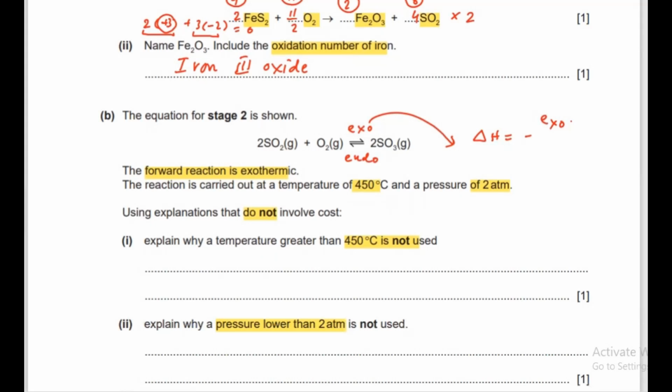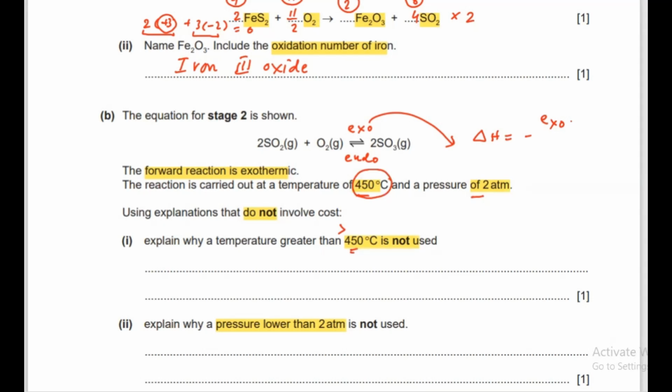Now, these are some specific conditions like temperature and then pressure. Using explanations that do not involve cost, explain why a temperature greater than 450 degrees Celsius is not used. Now, this is the specific or optimum temperature for this reaction. If we increase the temperature above 450, what will happen? The forward reaction is exothermic and the reverse reaction is endothermic, so the equilibrium shifts to the left.